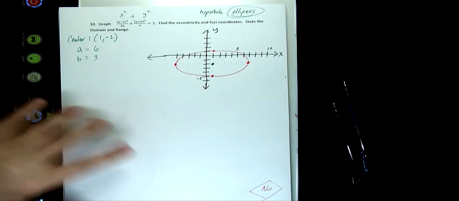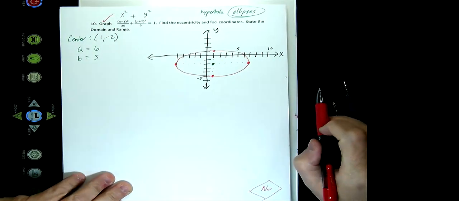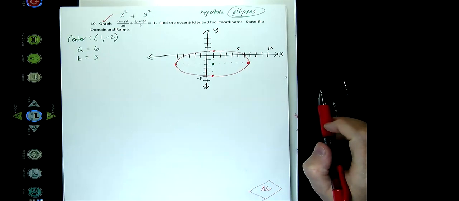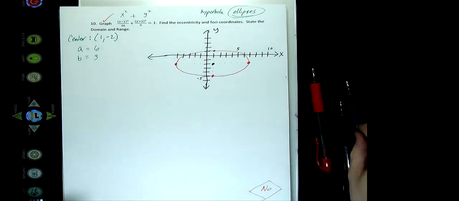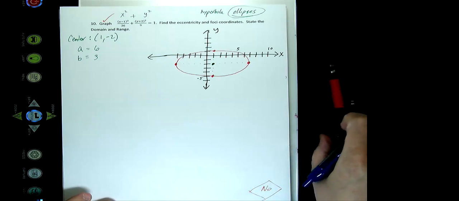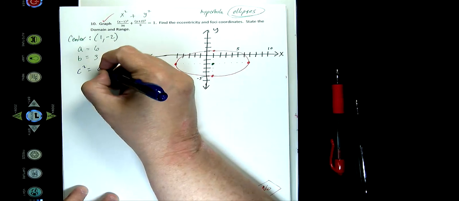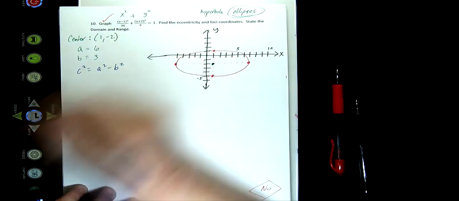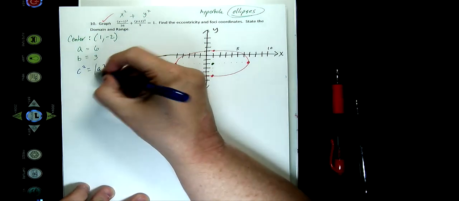All right, so I graphed the ellipse, check. Find the eccentricity and the foci coordinates. How do I do that? Your foci is a square. Oh no, it's fine. That happens to work here, only because A is bigger than B. Only it's the absolute value.